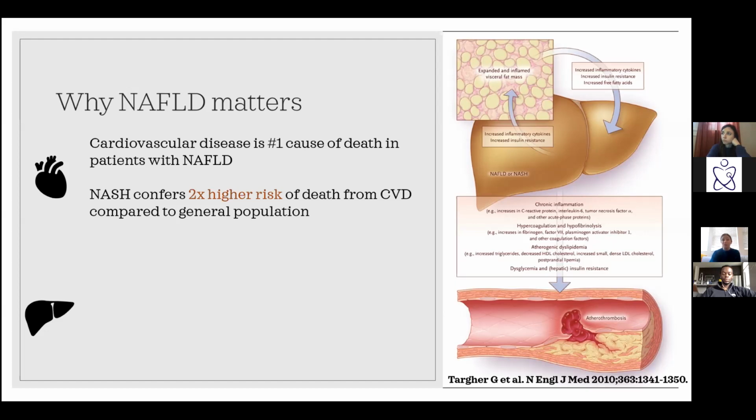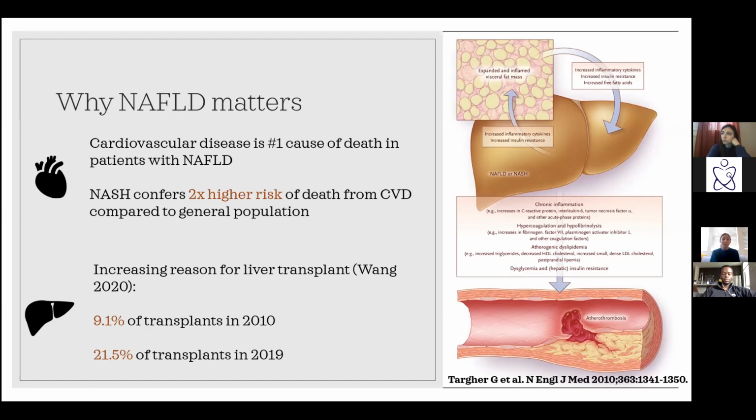And then when we think about the liver, in addition to just your individual patient's risk of developing cirrhosis or significant liver injury, NASH and NAFLD are becoming a really big public health issue. So in a review of reasons for liver transplantation in adults from 2010 to 2019, NAFLD is increasingly becoming a reason for liver transplantation. In 2010, it was listed as the reason for about 9% of transplants. And in 2019, it was listed as the reason for 21% of transplants. And in 2019 it was actually the leading cause of liver transplant for women in the United States. So it's definitely becoming a big public health issue and something that we should try to recognize early and address early.